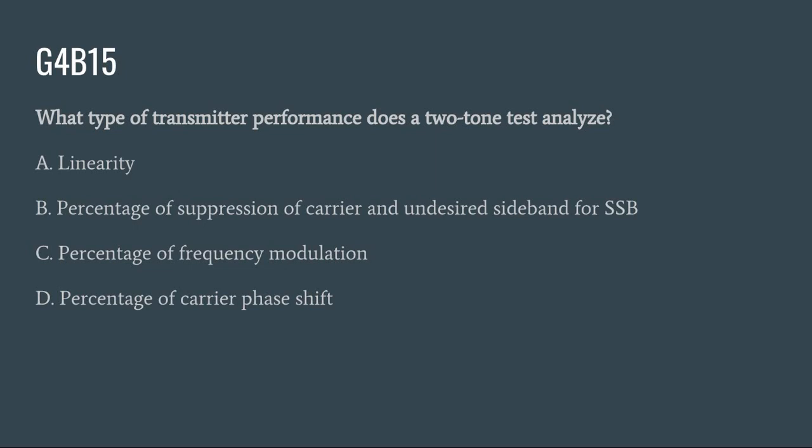G4B15, what type of transmitter performance does a two-tone test analyze? A, linearity. B, percentage of suppression of carrier and undesired sideband for SSB. C, percentage of frequency modulation. Or D, percentage of carrier phase shift. A, linearity.